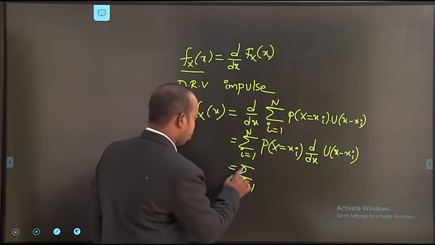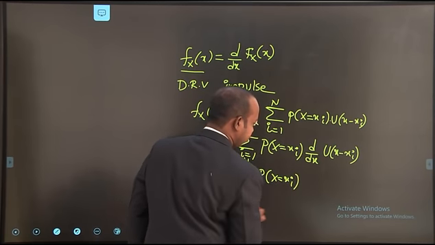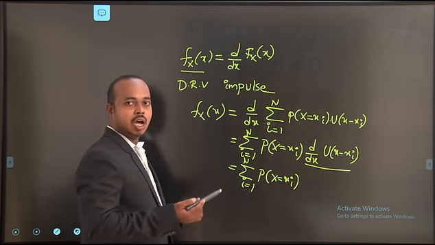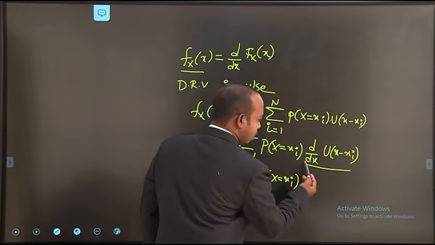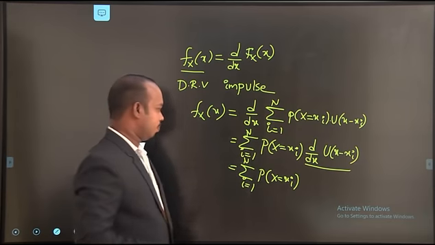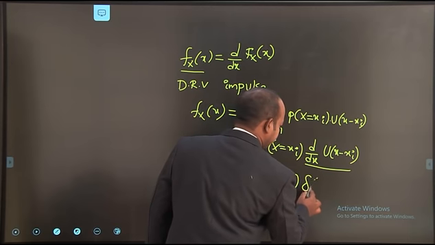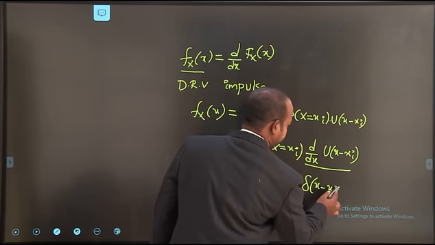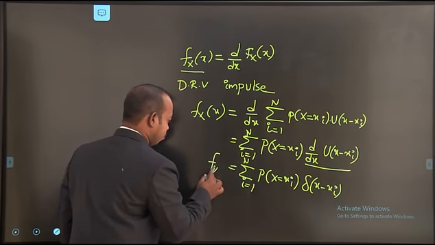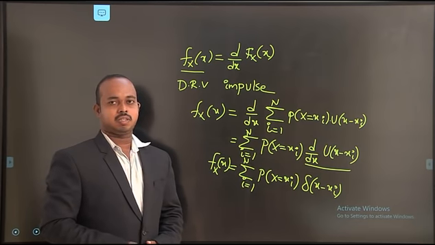Summation i equal to 1 to n, probability of x equal to xi. Here this function is replaced with del of x minus xi. The reason is that when applying the differentiation to a step signal, it can be changed into an impulse signal. That's why I am representing this step function as an impulse function, del of x minus xi. This is the equation for the probability density function when the random variable is discrete.